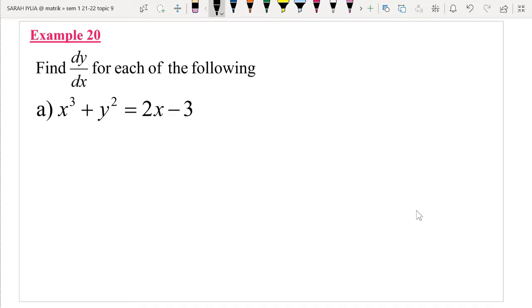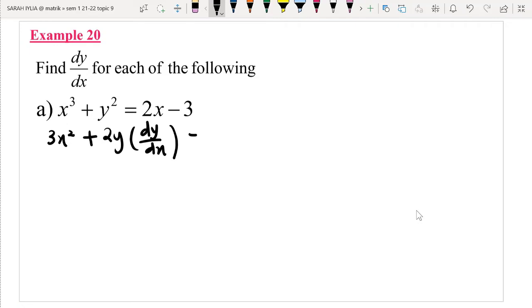So, step first one, x cubed. Derivative of this would be 3x squared. Dia tak berubah ikut rule biasa. Moving on, second one, we have y squared. So, derivative of this would be 2y dy over dx. Ada extra kat belakang tu.